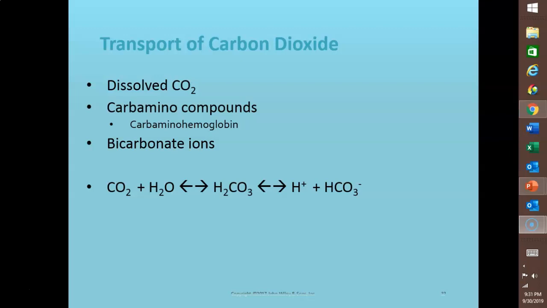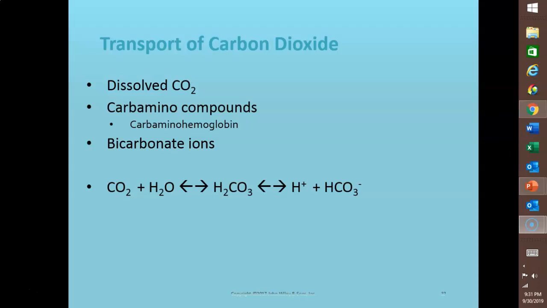The second form is in carbamino compounds. So this is about 23% of the CO2 combines with amino groups of amino acids and proteins that are found in the blood, and when it does, it forms carbamino compounds. Because the most prevalent protein in the blood is hemoglobin that's inside the red blood cells, most of the CO2 transported in this way is bound to hemoglobin.